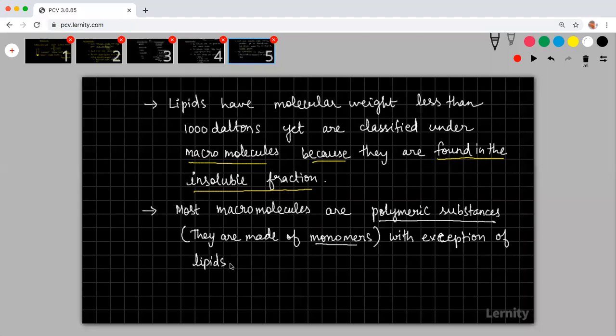Sir, many monomers form a polymer. Why is the monomer soluble while polymers are not? You tell me the reason. Why do you think monomers should be soluble and polymers insoluble? What is your common sense trying to tell?